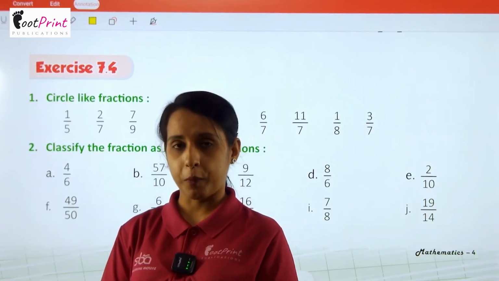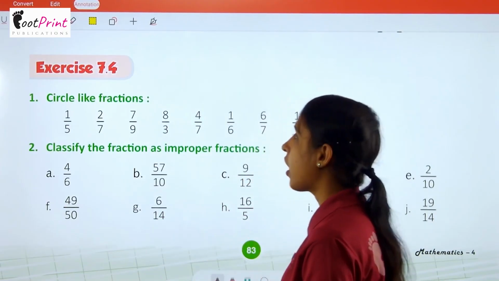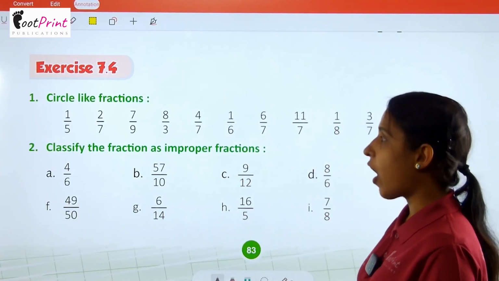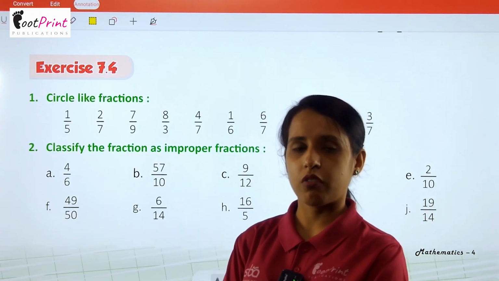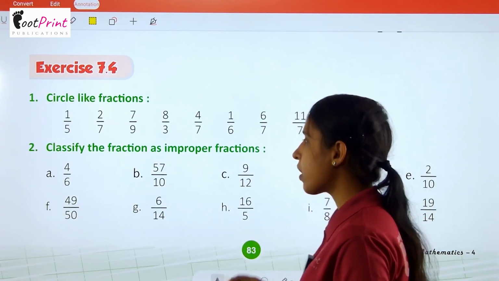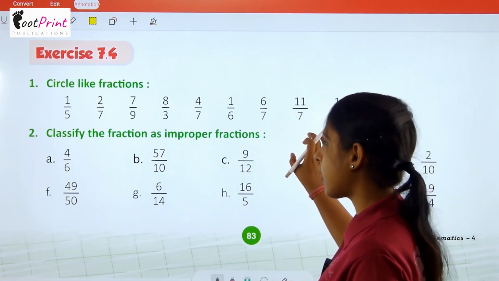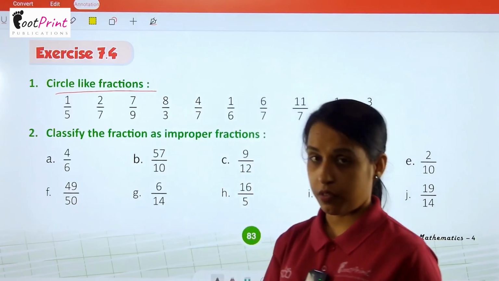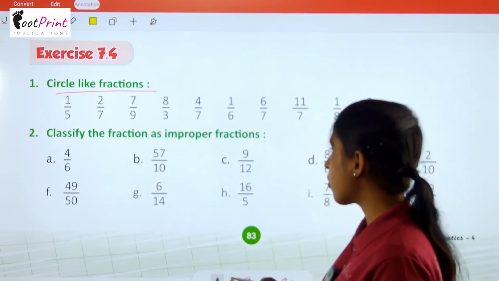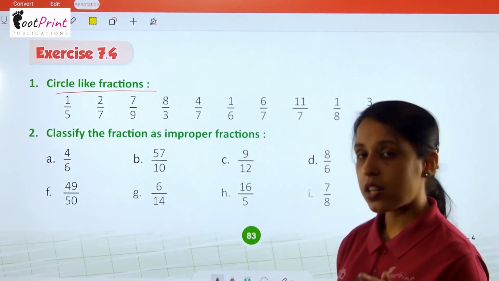Okay. Now we have an exercise on the basis of what we have learned. We learned about proper fraction, improper fraction and mixed fraction, and how to convert mixed fraction to improper fraction, and how to convert improper fraction to mixed fraction. Let's solve our exercise, that is 7.4. Circle like fractions. And what are the like fractions? Like fractions कौन से होते हैं, जिनके denominator same होंगे.